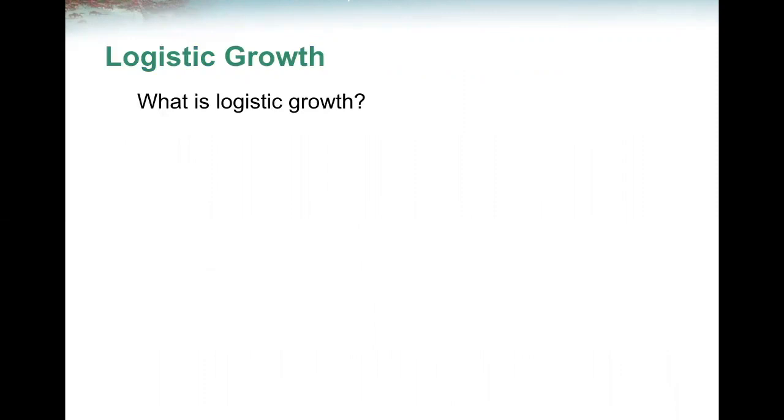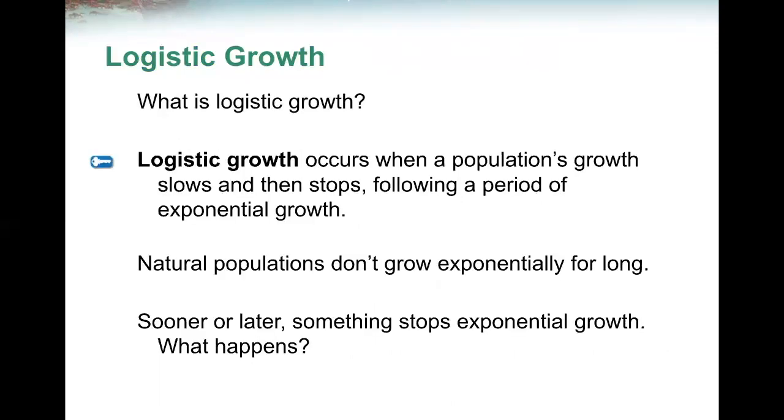What is logistic growth? It occurs when a population's growth slows and then stops, following a period of exponential growth. Natural populations don't grow exponentially for long. Sooner or later, something stops exponential growth. So what happens?